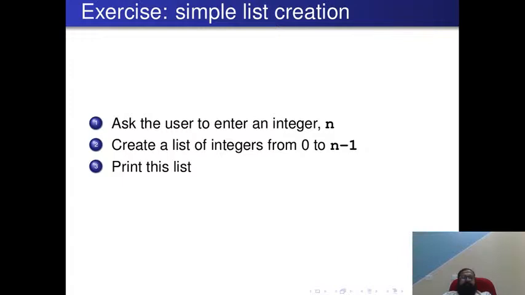First one is a simple list creation. Ask the user to enter an integer n. Create a list of integers from 0 to n minus 1, and you have to print the list. You can do it in 2 lines, right? If you want, or else if you want, you can do it in more number of lines as well. But doing it in 2 lines would be easier. Okay.